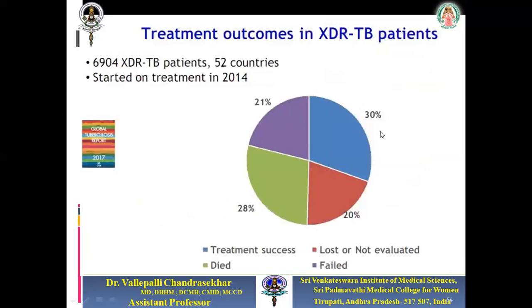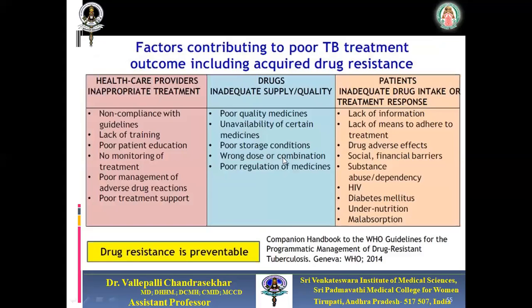So what about in case of XDR TB? Again, this is a big survey which is reported in the Global Tuberculosis Report in 2017, done in 52 countries. If it is XDR TB, the success rate is a little bit lower, that is 30%, death is 28%, failed 21%, and lost or not evaluated is 20%. And these are different factors which are contributing to the poor TB treatment outcome, including acquired drug resistance. It may be broad categories due to healthcare providers: inappropriate treatment, which includes lack of training, poor treatment support, or non-compliance with the guidelines.